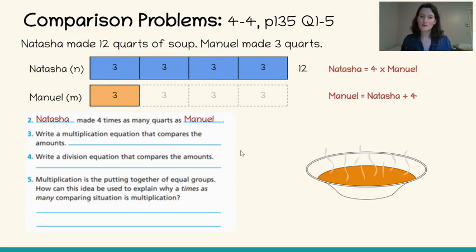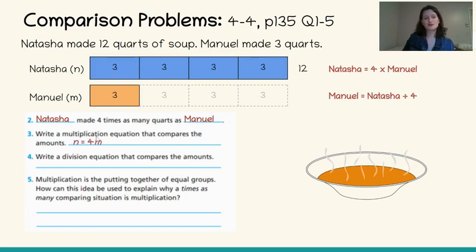Now we're going to write these equations. Write a multiplication equation that compares the amounts. You are not being asked to solve anything. You're just being asked to compare the 2 amounts. Natasha's amount, which we'll represent with an N, and Manuel's amount, which we'll represent with an M.